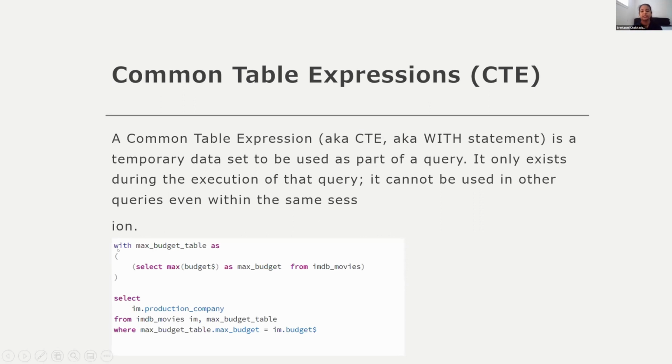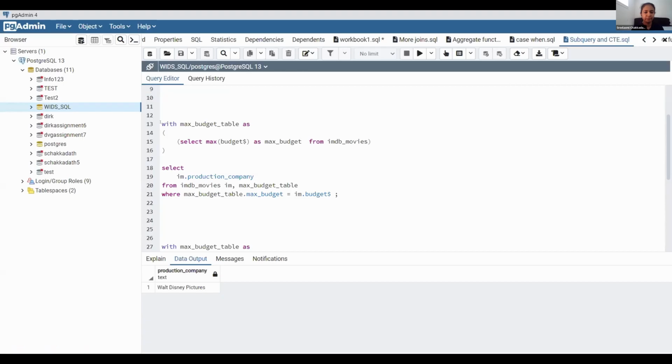So the syntax for that is with a table name as, and inside the brackets you can give your query, whatever it is, and then you can move on to the main query like this. So it would look something like this, with max table as this. And the main advantage of this is that you can treat this as a table itself in your main query. So I am treating this as a table itself, budget table, in my main query.